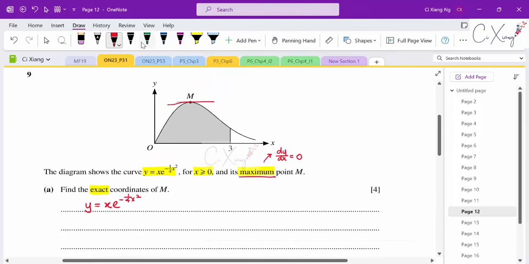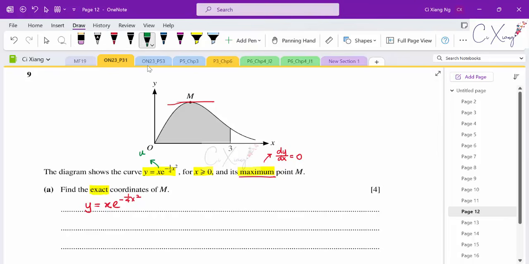So for your information, the x you can treat as a u, and then the e power negative 1 over 4x squared is a v. So to get the dy dx, the general formula that we saw just now is: copy the first bracket, differentiate the second, which is dv dx, then plus copy the second bracket, differentiate the first. This is the general formula when you want to apply the product rule to find the dy dx for the function.